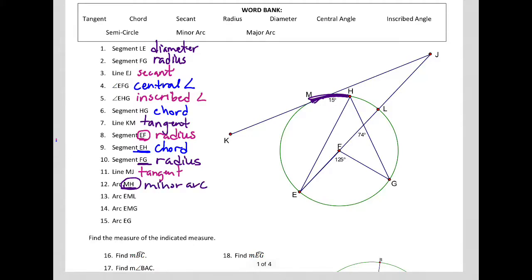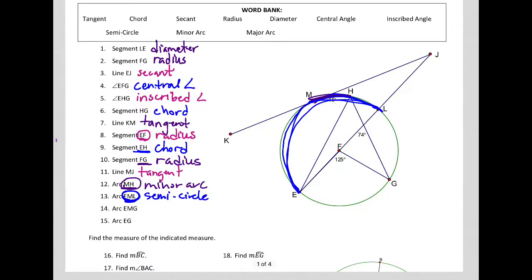Then we have arc EML. Remember, you have to go in that order. Anytime it's named with 3 letters, I already know it's going to be a major arc, but I have to make sure it's not a semicircle. So from E to M, then to L. So notice that EML, that creates a semicircle. That's half of the circle, so that's a semicircle.